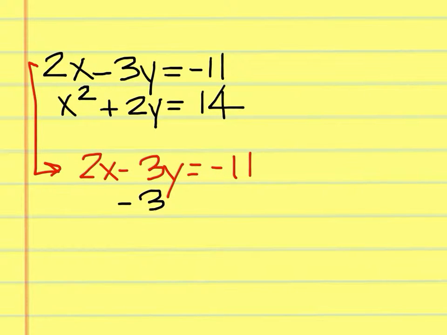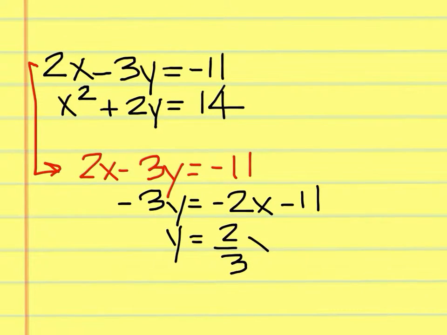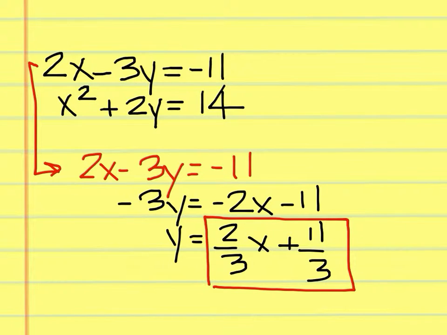So I need minus 3y to stay where it's at and move the 2x to the right, change the sign. Divide everything by a negative 3 to give me a positive 2/3 x plus 11 over 3. This expression is equivalent to y, and I should be able to insert it here for this y.